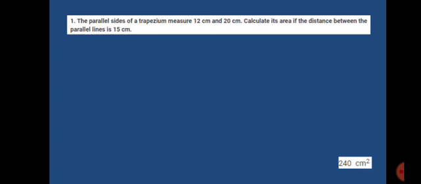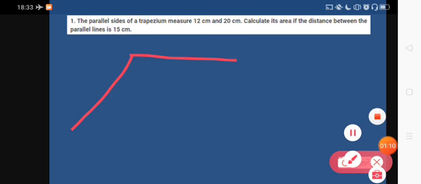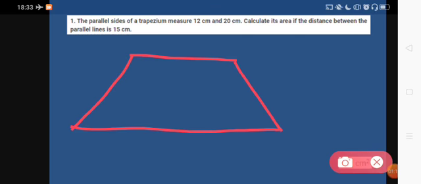I repeat, the parallel sides of a trapezium measure 12 cm and 20 cm. Calculate its area if the distance between parallel lines is 15 cm. Let us understand what a trapezium is. This is a trapezium. In a trapezium, two sides are parallel, and two sides are not parallel, right?